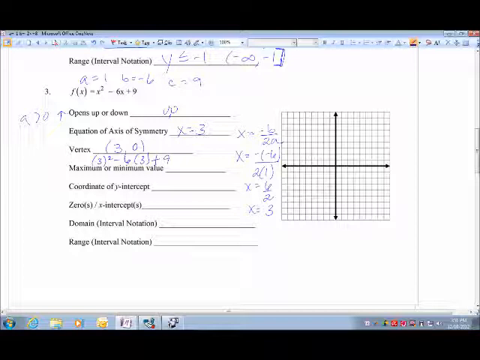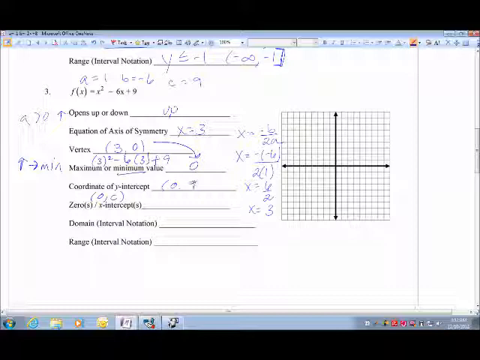And remember, it opens up, so this time it's going to have a minimum value. And my minimum value here is going to be 0. It's always the y value of the vertex. The coordinate of my y-intercept is always 0, c. So the x value is 0, and the y value is 9, because c is equal to 9. So now I can go ahead and do my 1, 3, 5 rule.